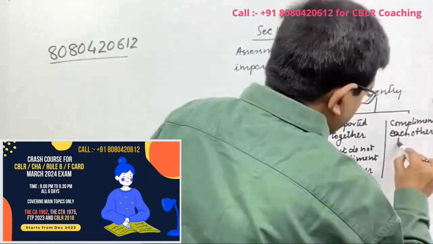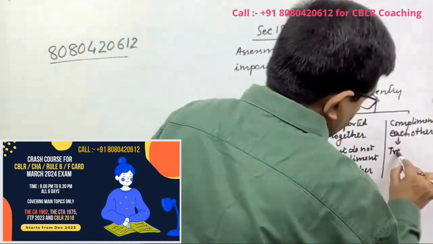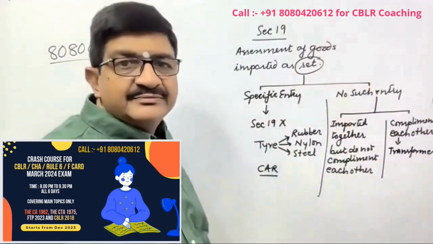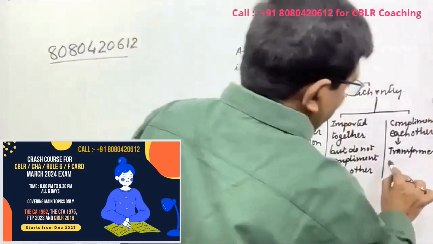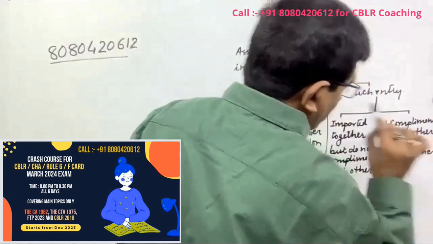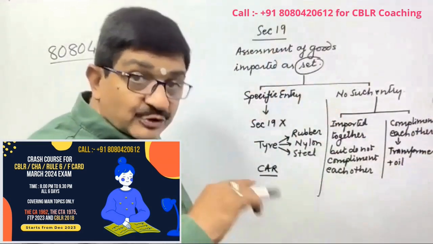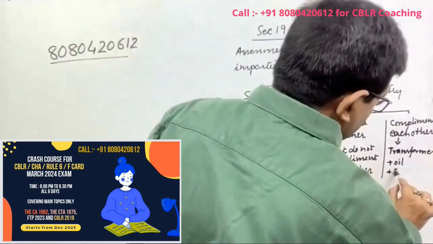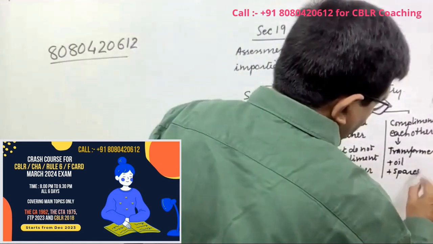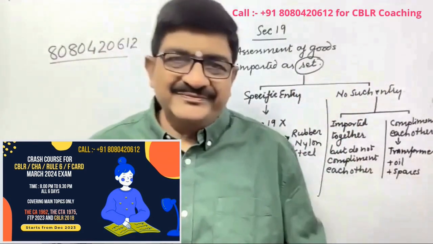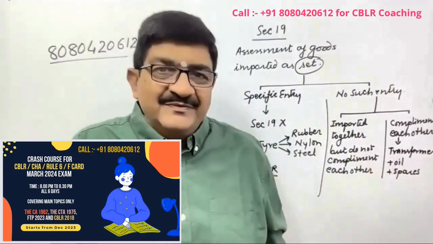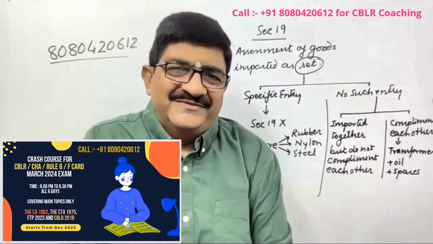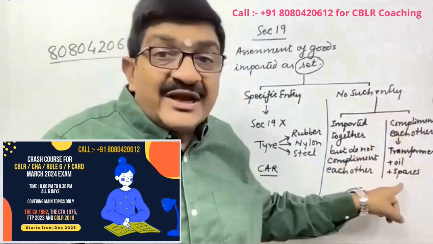Right. Now take another example. In this case, suppose you have a transformer, plus oil. There is a specific oil required for the transformer. Every oil cannot be put into that. Number three, there are spares which may be required for the transformer. Whether these are complementing each other or not. Yes, they are complete. Right. In this situation, section 19 applies.